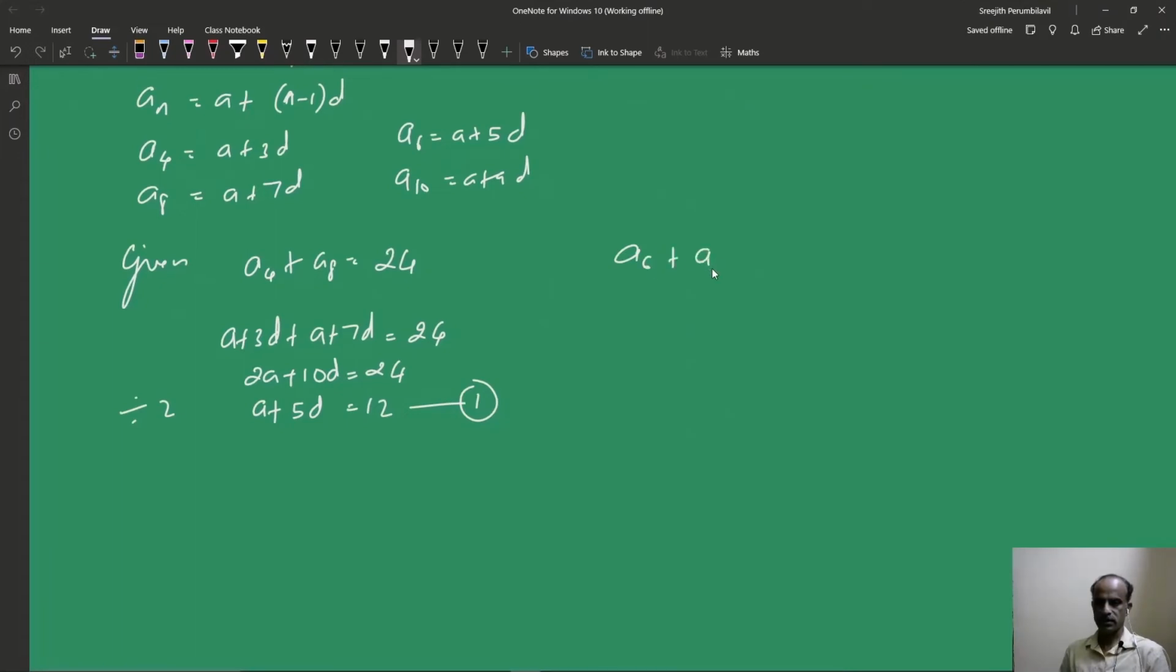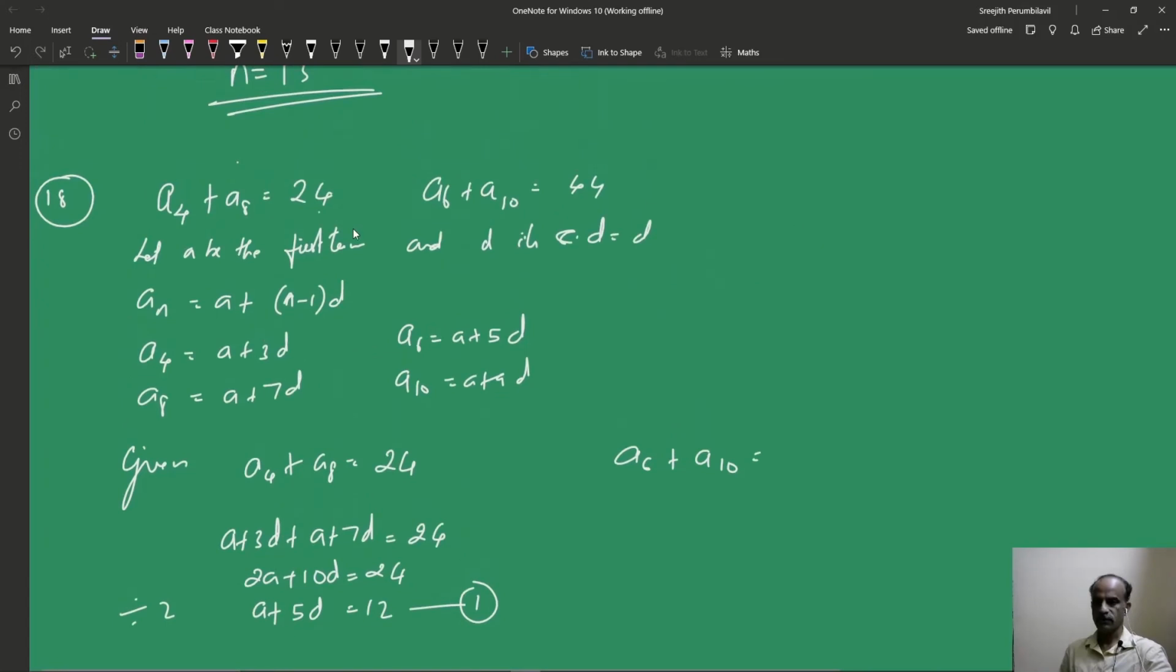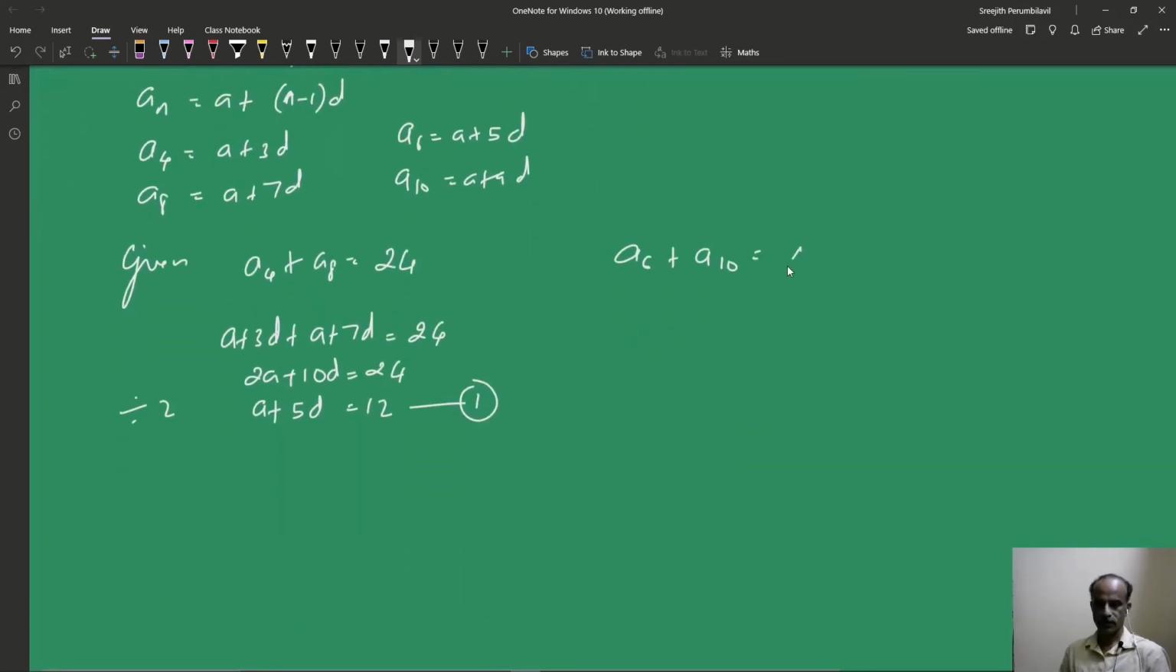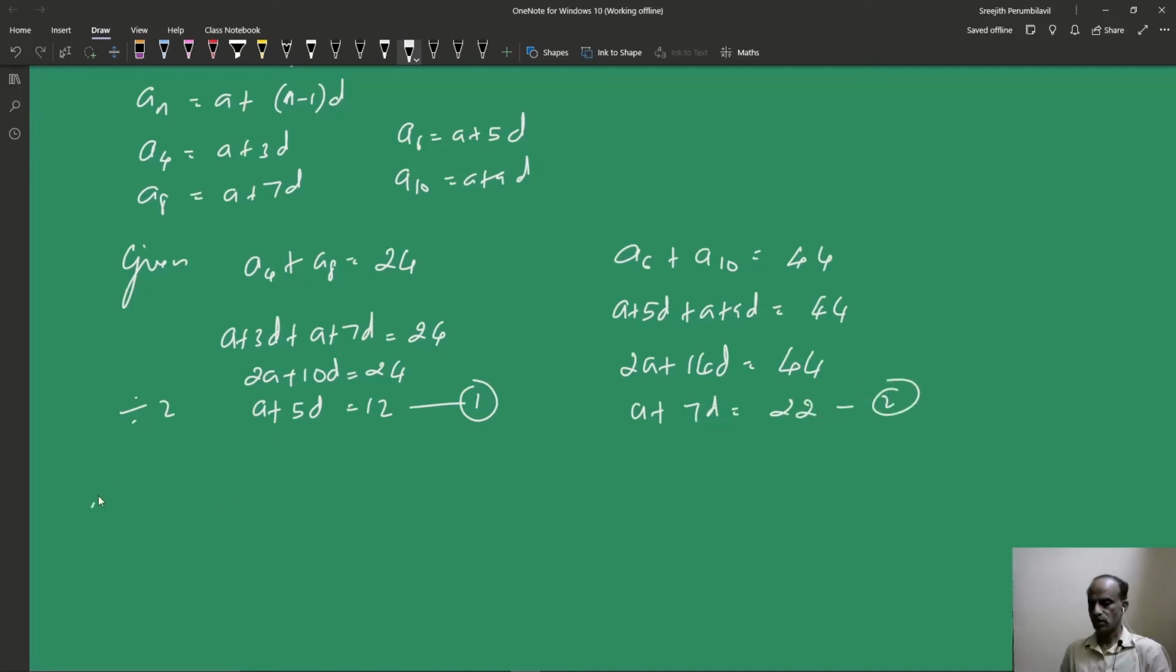A6 plus A10 is equal to 44, given. That means A plus 5D plus A plus 9D is equal to 44. 2A plus 14D is equal to 44. A plus 7D is equal to 22. Relation number 2. Solve relation number 1 and 2.